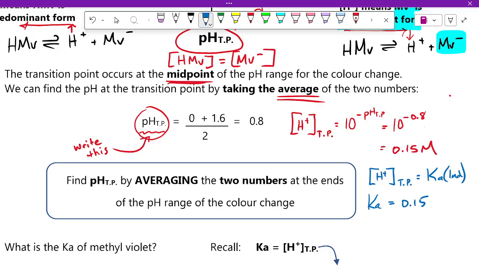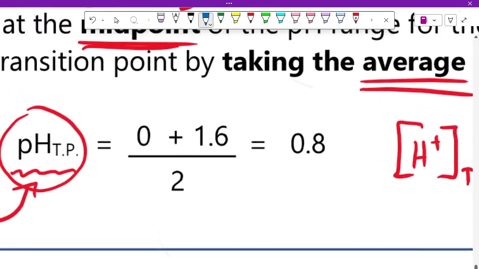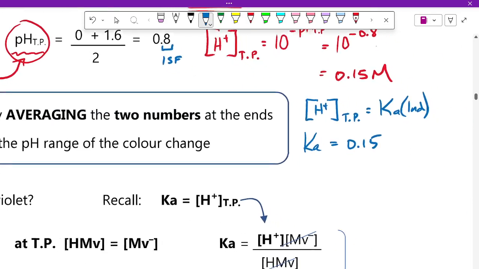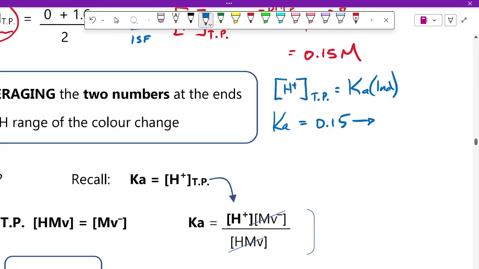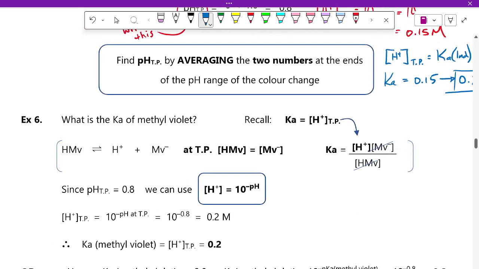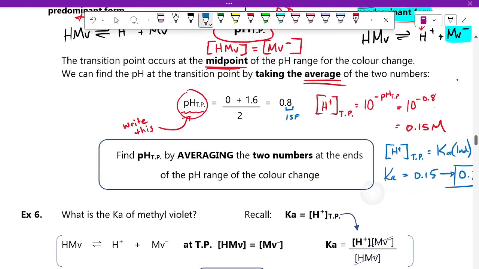How am I doing with my sig figs? So, how many sig figs in my pH? One. 1 sig fig. So, how many should I have in my Ka? 1. So, that's going to become 0.2. Is that good? Okay. And the stuff written at the bottom of the page is just what we did up here.